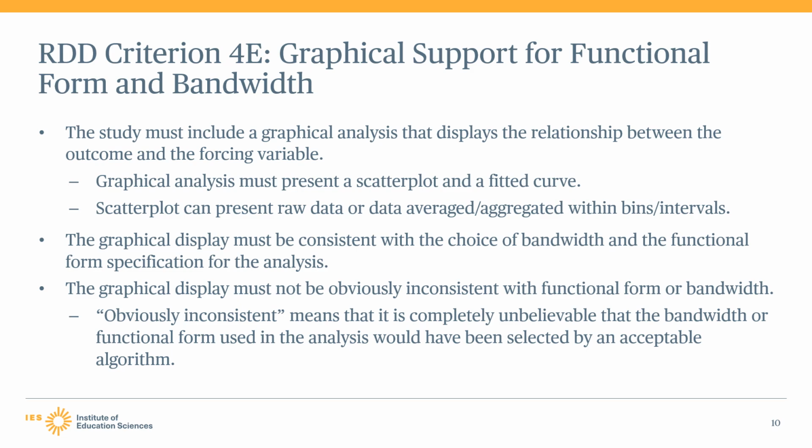For instance, if a study uses a local linear regression for the impact analyses, then the scatter plot must show that the outcome forcing variable relationship is indeed reasonably linear within the chosen bandwidth. It is important to clarify that authors need present only the data they used for their estimates. For example, when authors only used data within a local bandwidth for impact estimation, it would be acceptable for the graphical presentation to show only the data within the bandwidth and ignore the data outside the bandwidth.